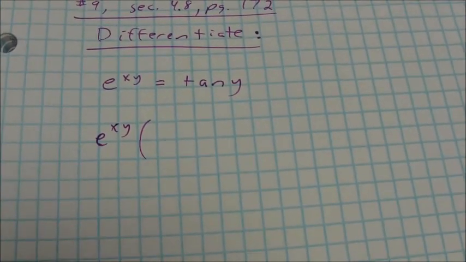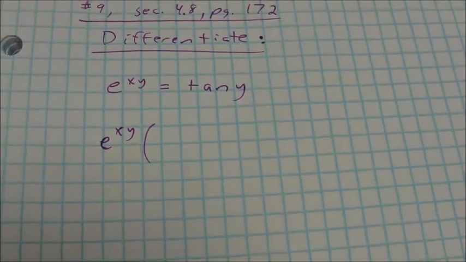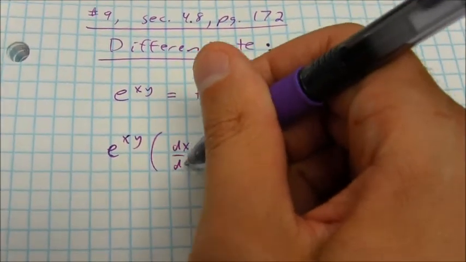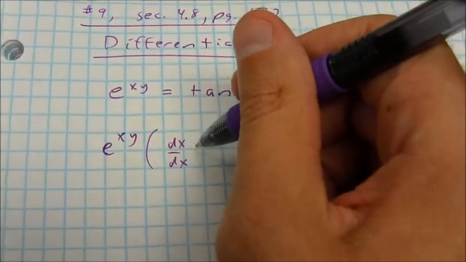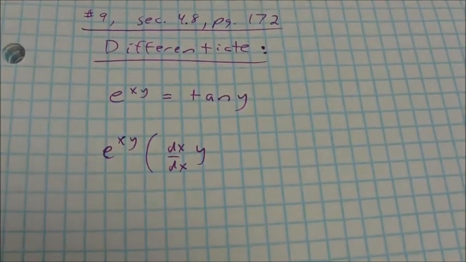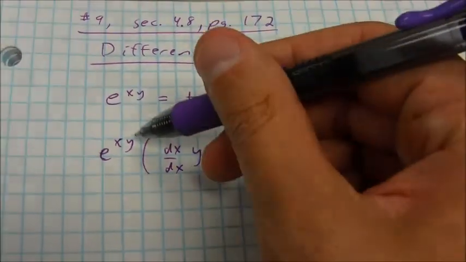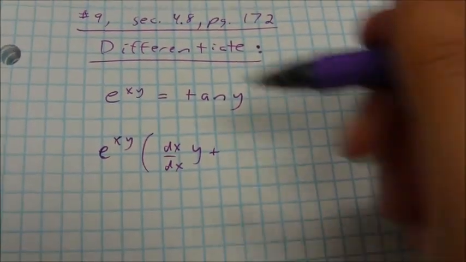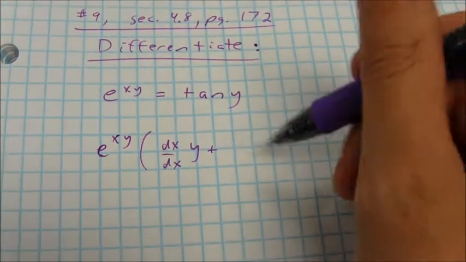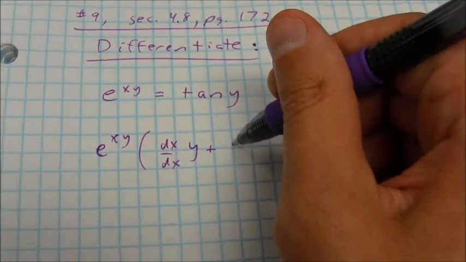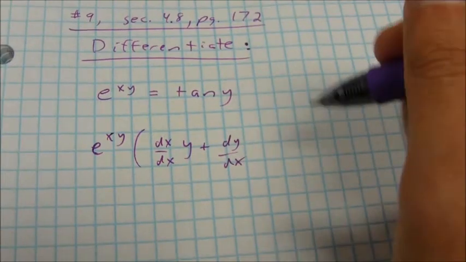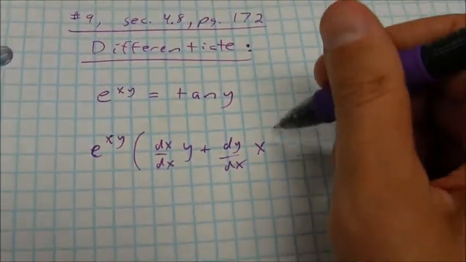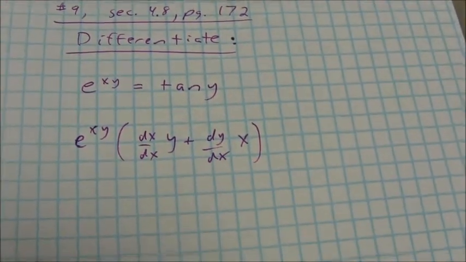According to the product rule, I'm going to take the derivative of the first with respect to x, and that would be 1 dx dx times the second value, which is y, plus the derivative of the second. I'm sorry, the derivative of y is 1 times the derivative of the inside function, which is dy dx, derivative of y with respect to x, times that first value, which is x. That is the derivative of the inside function.